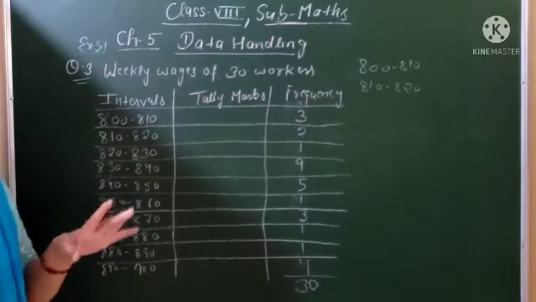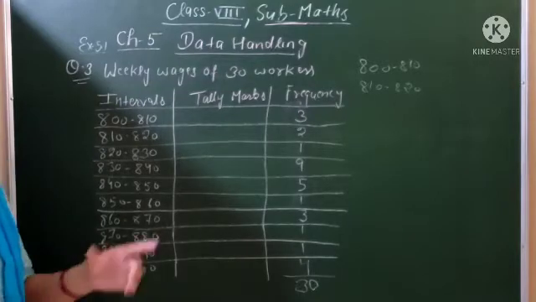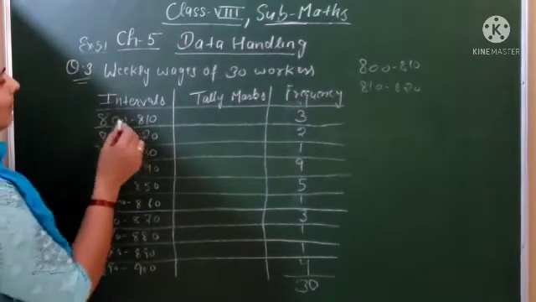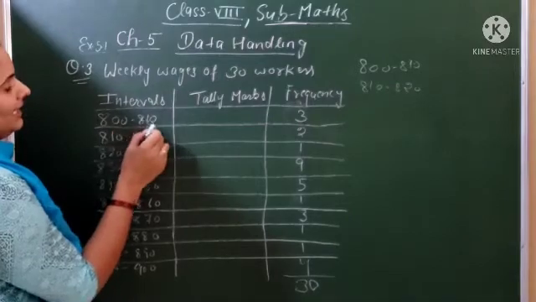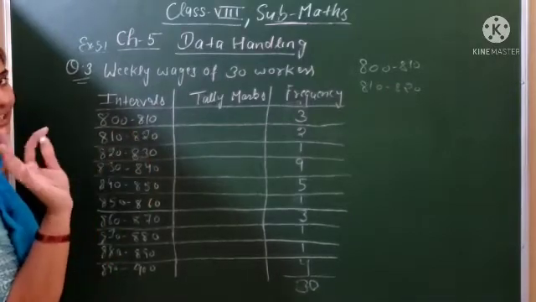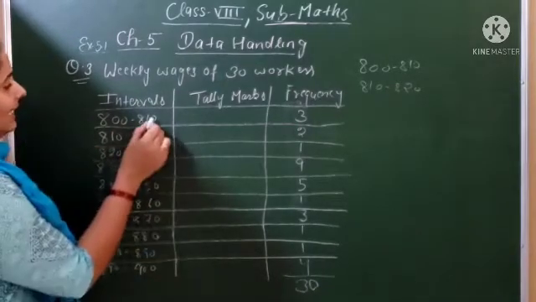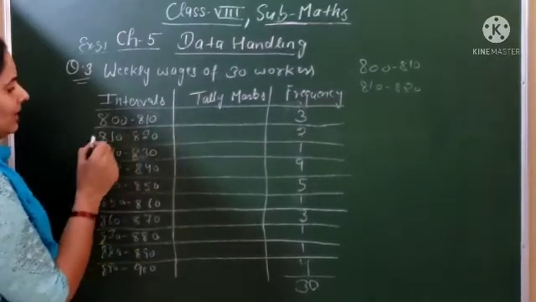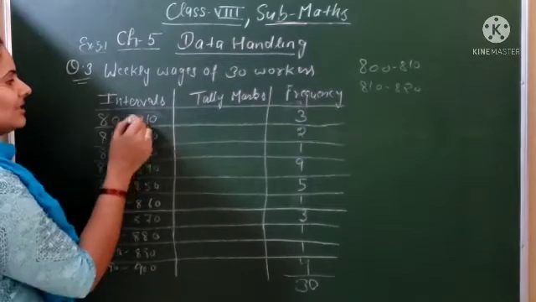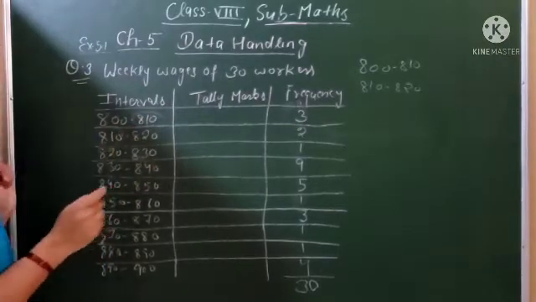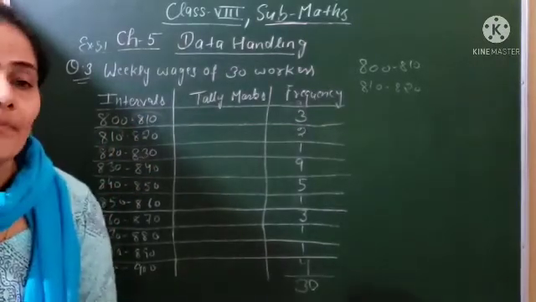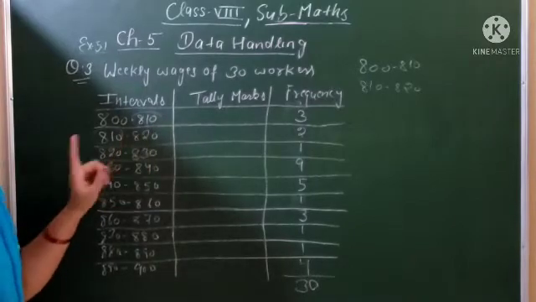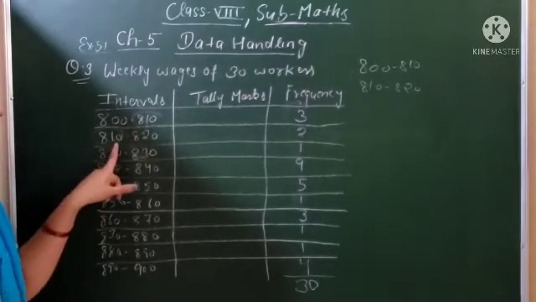Clear? After that you have to write the tally marks: how many numbers are coming between 800 and 810. You can see in your data, 3 numbers are coming. Now see, 810 is coming here also and here also. Which one will you use? If any data is given as 810, it will come in the second interval, so 810 you will start from there.